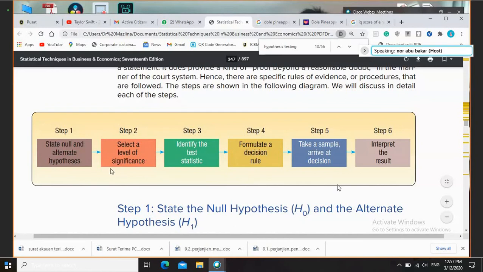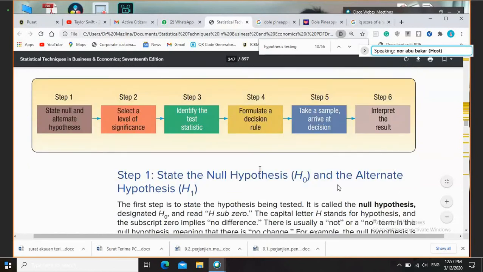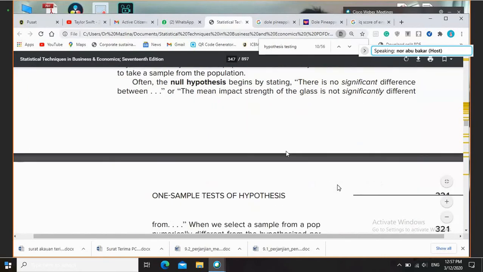And then you select level of significance. You identify the right test. And then you formulate decision rule. Okay? And of course, you're going to take a sample and arrive at your decision. At the end, you're going to interpret the result. Okay, nampak je macam banyak sangat ni kan. Tapi kalau kita buat tu sekejap je. Okay, especially kalau kita buat guna komputer je.